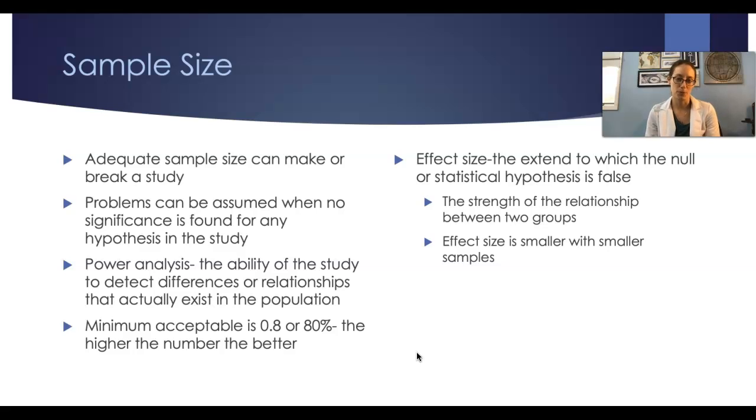I will tell you for most medical research, the minimum is 0.05. The effect size is the extent to which the null or statistical hypothesis is false. So that's the strength of the relationship between two groups, and the effect size is smaller with smaller samples.